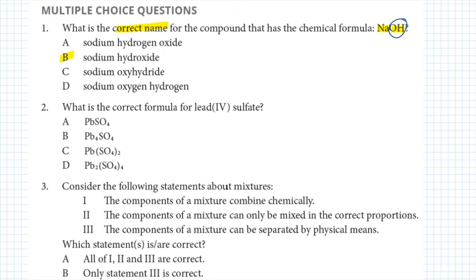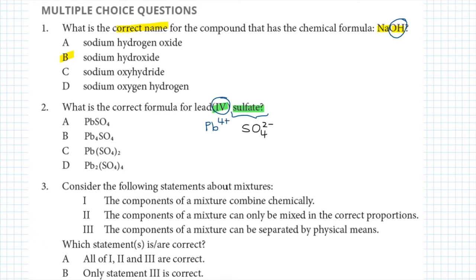On to question number 2. This question says, what is the correct formula for lead(IV) sulfate? Well, firstly, we know that sulfate is a polyatomic ion which has the formula SO4 2-. Lead, in this case, is Pb, but the Roman numeral given in brackets indicates the charge on the lead, and since this is the number 4, we know that the charge on the lead is 4+.